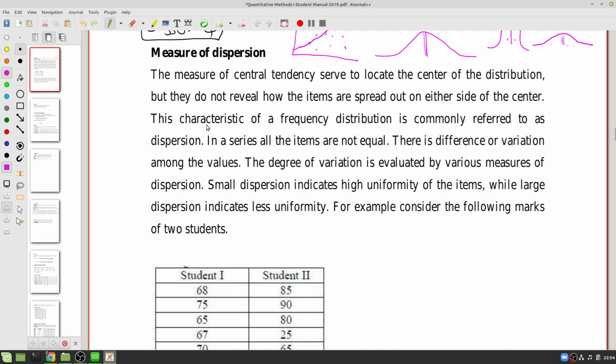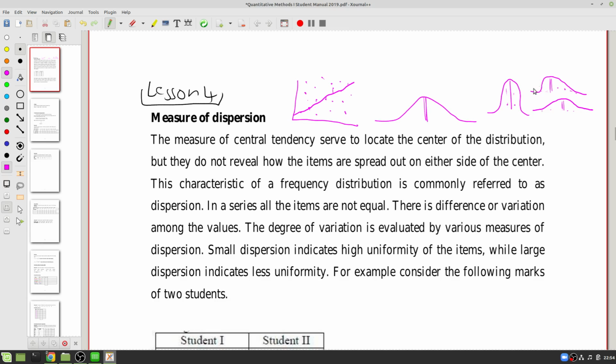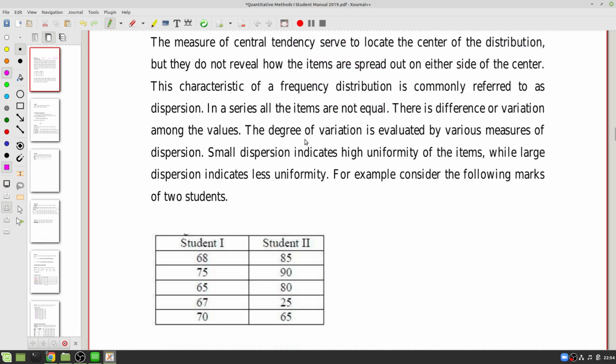The characteristic of a frequency distribution is commonly referred to as dispersion. It tells us what shape our curve has. In a series, all items are not equal. There's a difference or variation among the values; obviously every number is not a 5 or a 6. There could be a 3 or a -5 or 123. The degree of variation is evaluated by various measures of dispersion. Small dispersion has a high uniformity of the items, while large dispersion indicates less uniformity.